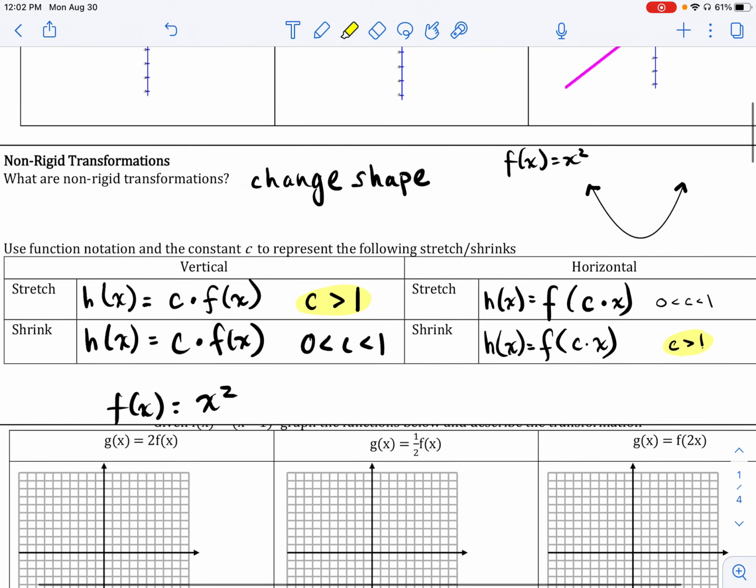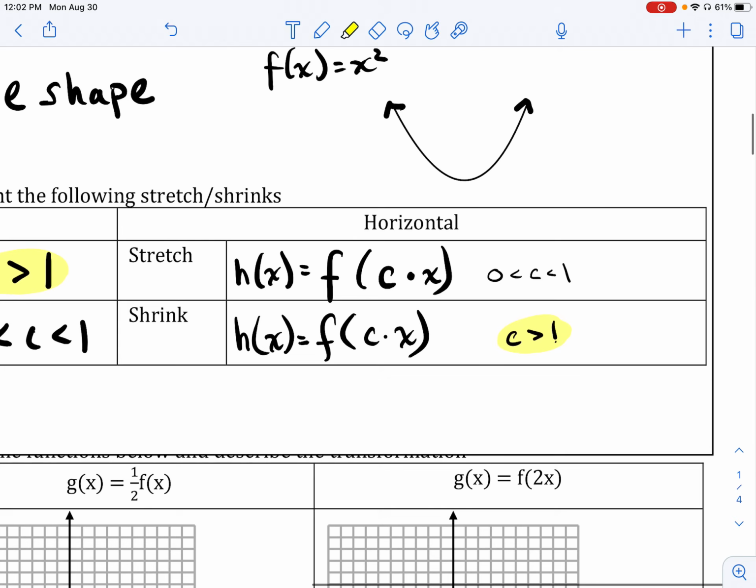The difference is where that pressure is coming from. When c is greater than 1 with vertical stretches, then we're applying the stretch vertically. When c is greater than 1 horizontally, then it's getting skinnier by me compressing the graph on the sides.